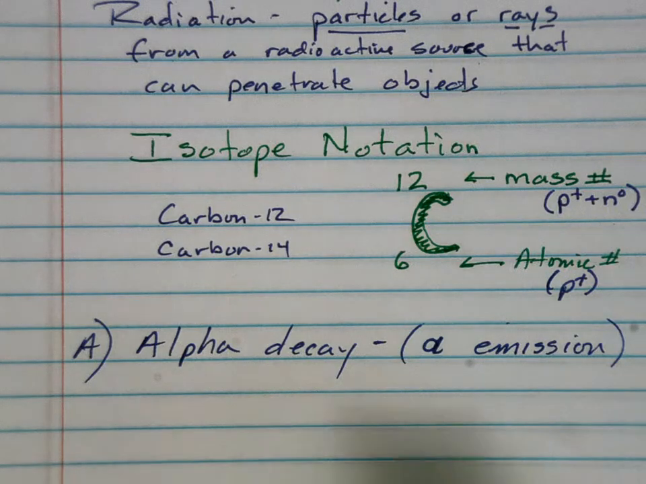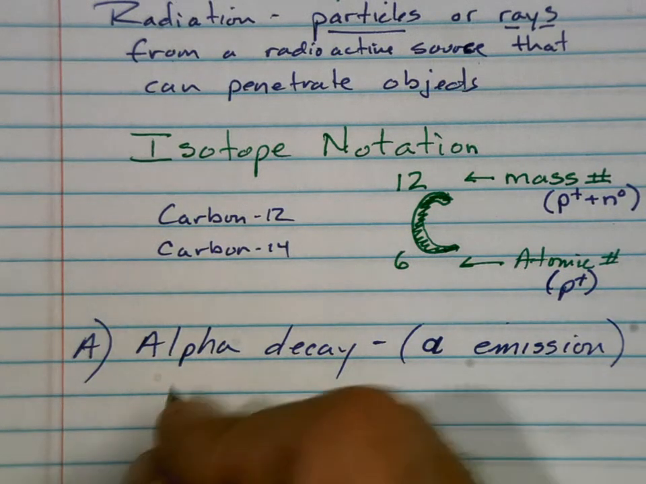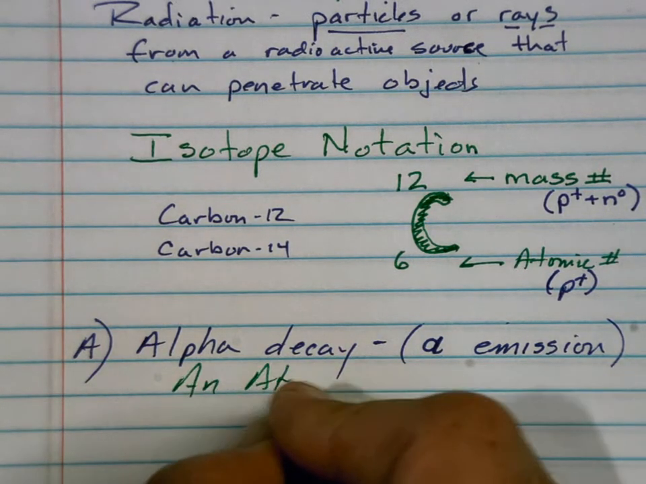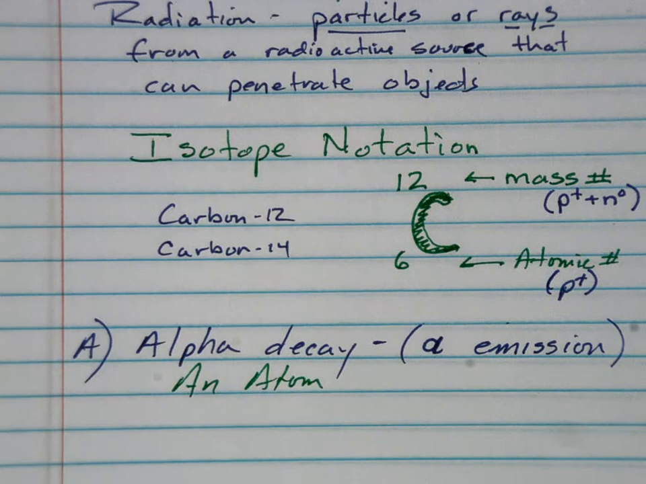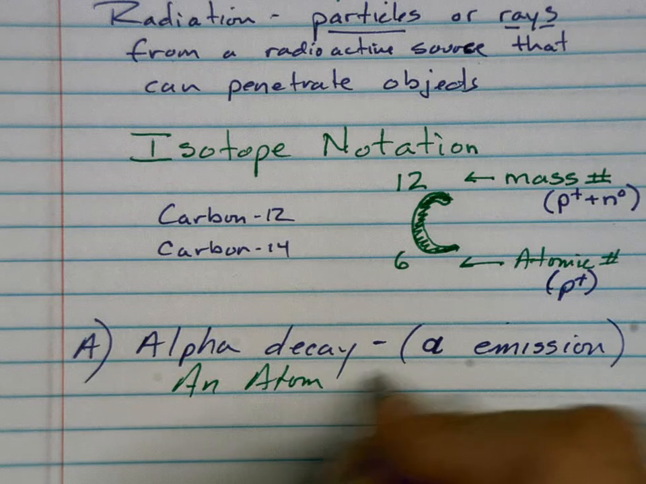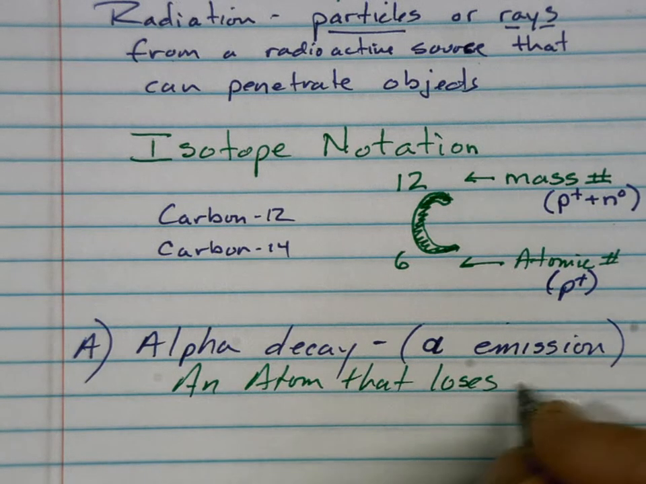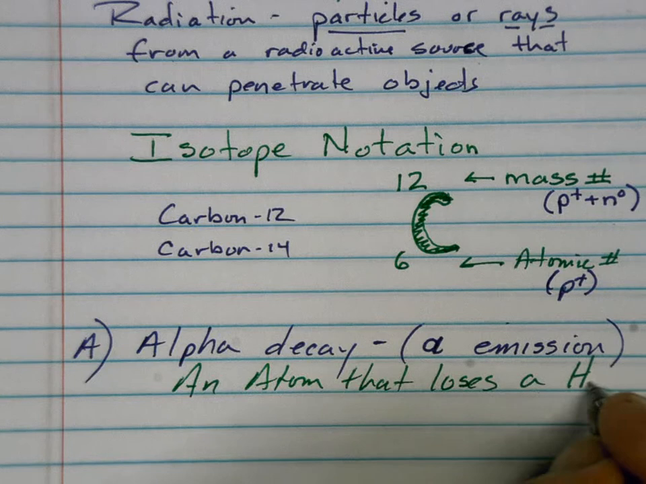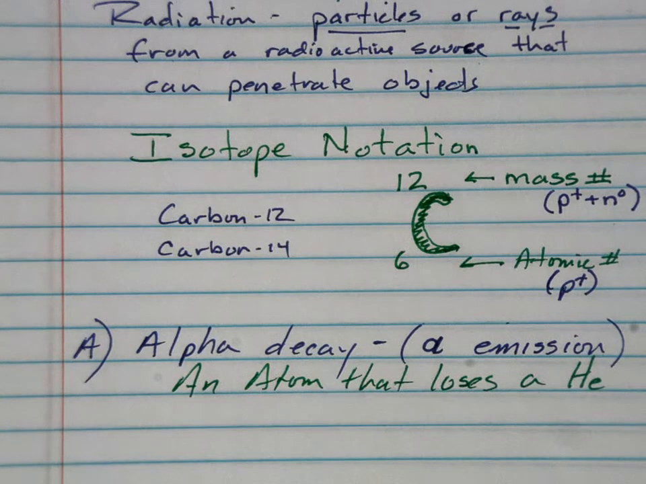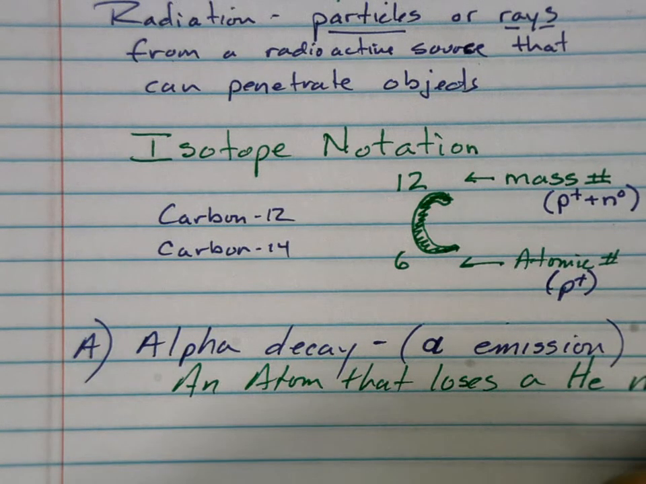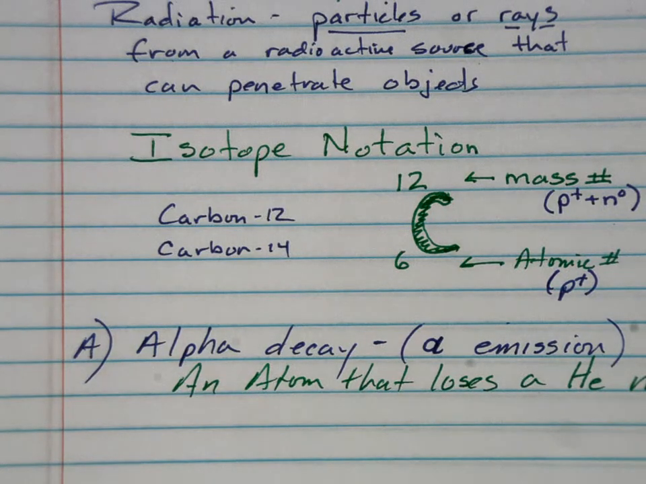And after I write this out, then if you need to pause, we can do that. It's an atom that loses a helium nucleus in the process of decay. So an atom that loses a helium, I'm just going to put HE for helium, nucleus. Now it's just the nucleus. It's not the electrons out there. So I'm going to write this, then if you need to pause for a moment, we can.